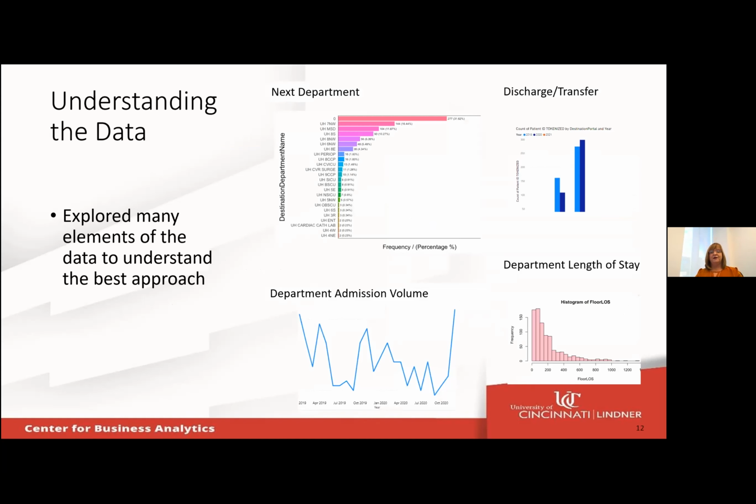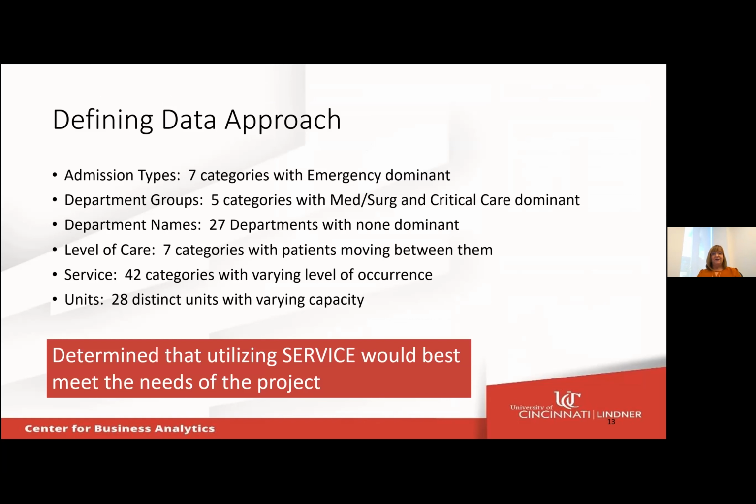We then explored many, many other elements, and these are just some of the outputs that we used here. We explored these using Excel. We did some data analysis in R, and looked at different things like, where were they going next? What department? What percentage were discharged or transferred from different places? What were the admission volumes at different areas? How long did they stay? So we did a lot of different data analysis, which allowed us to really understand the system better, and then identify some common groupings that we might be able to use for this model.